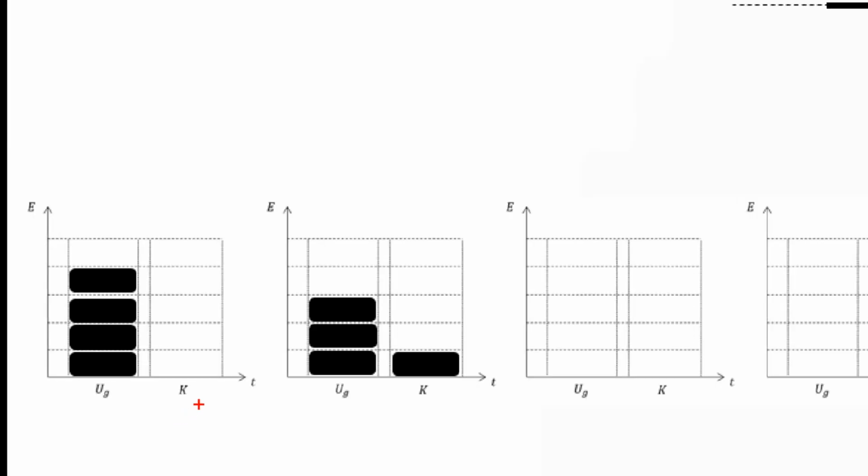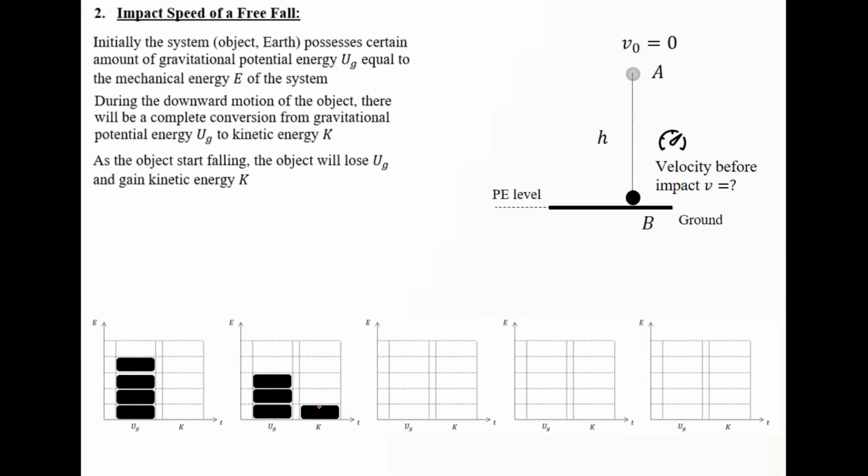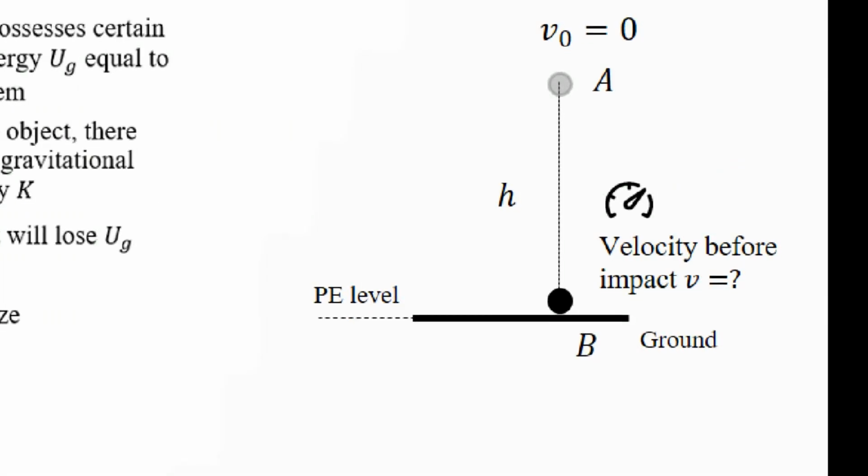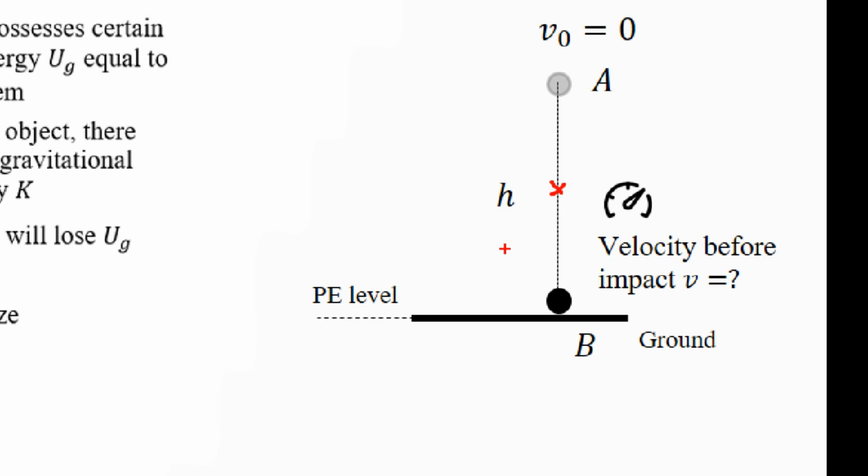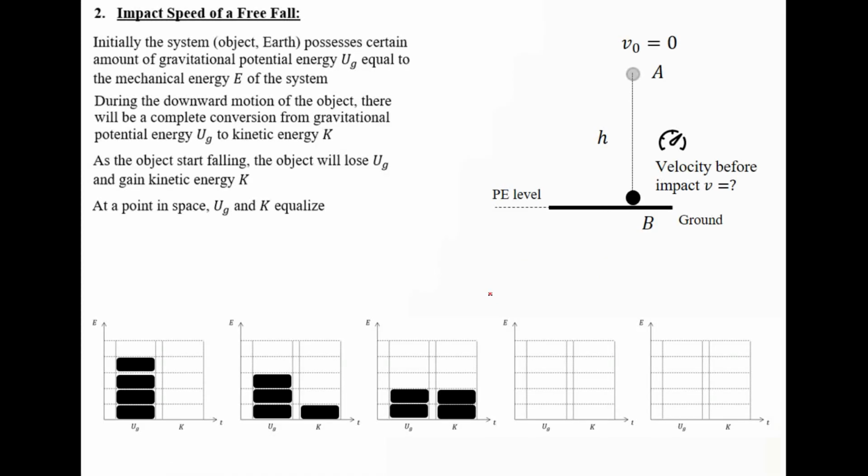For this reason, here you can notice that initially we started with 4 bars. Now for UG we have 3 bars, and here we have 1, but in total they are still 4 because there is a complete conversion of energy. At a point in space, UG and K equalize. So we expect that at that point in space they will be equal, yet we don't know if this point is exactly in the middle, or in the first half, or in the second half. We're just saying that they will equalize at some point.